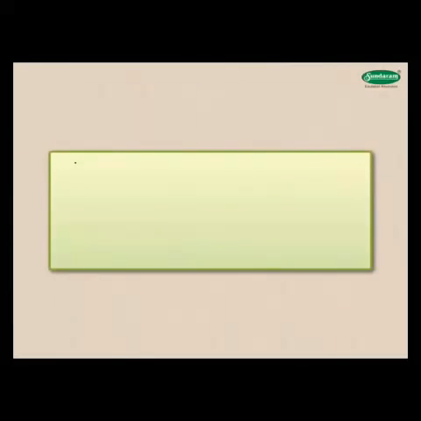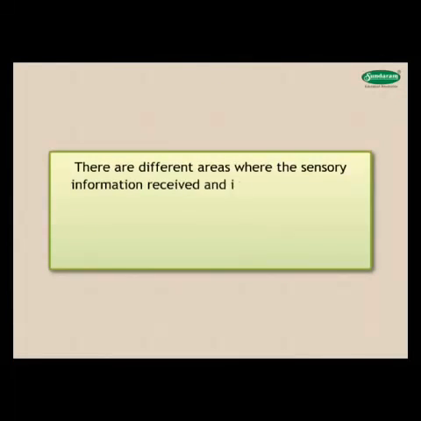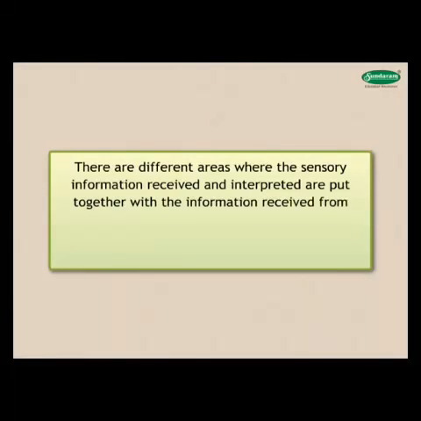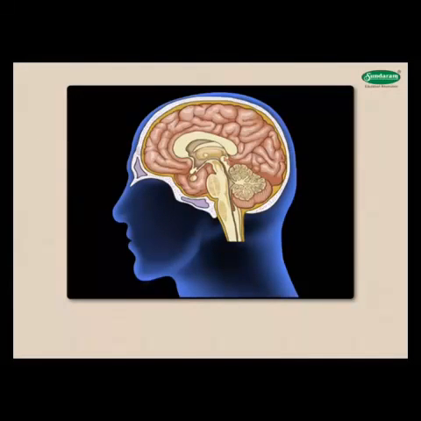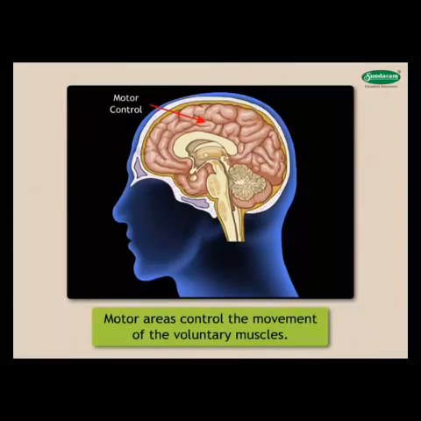are separate. There are different areas where the sensory information received and interpreted is put together with the information received from other receptors, as well as the information that is already stored in the brain. Such centers are known as association centers. On this basis, a decision is taken on how to respond, and the information is sent to the motor areas which control the movement of the voluntary muscles.